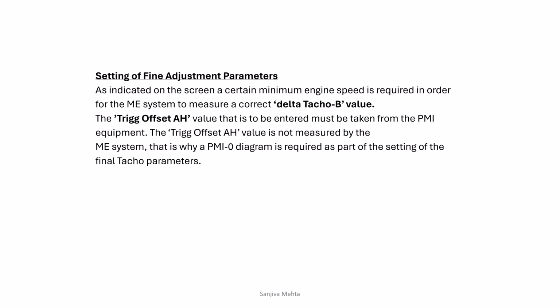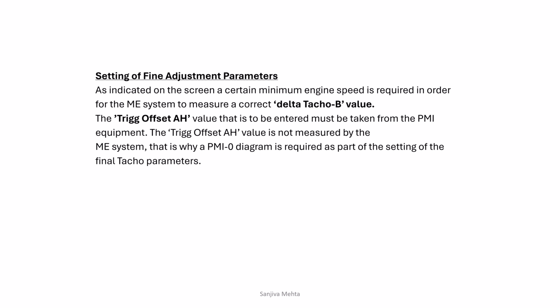Setting of the fine adjustment parameter. As indicated on the screen, a certain minimum engine speed is required in order for the main engine system to measure a correct delta TACO B value. Some value needs to be there.